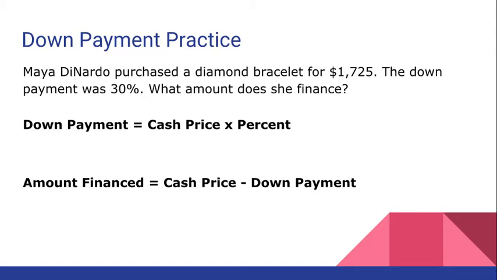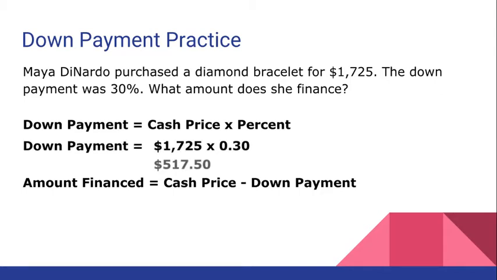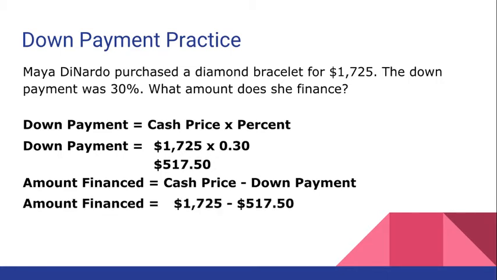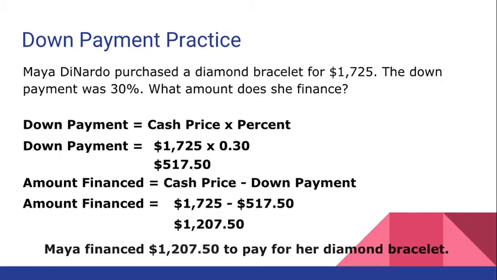Alright, so now that you've had a chance to do that, let's see if you got it right. If we plug in the numbers to the down payment, we get that her down payment is $517.50. Plug that into our amount financed, and we end up with Maya financed $1,207.50 to pay for her diamond bracelet. So now that's about our amount financed.